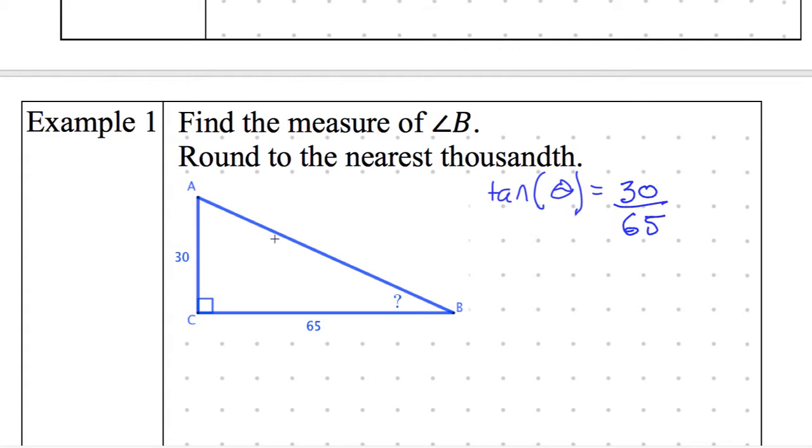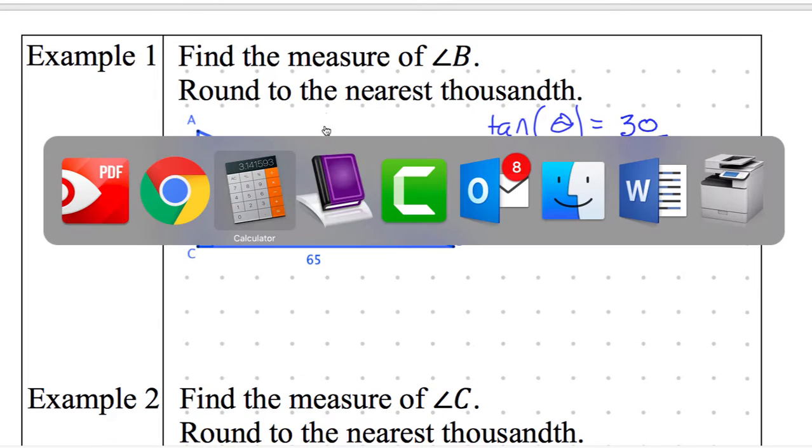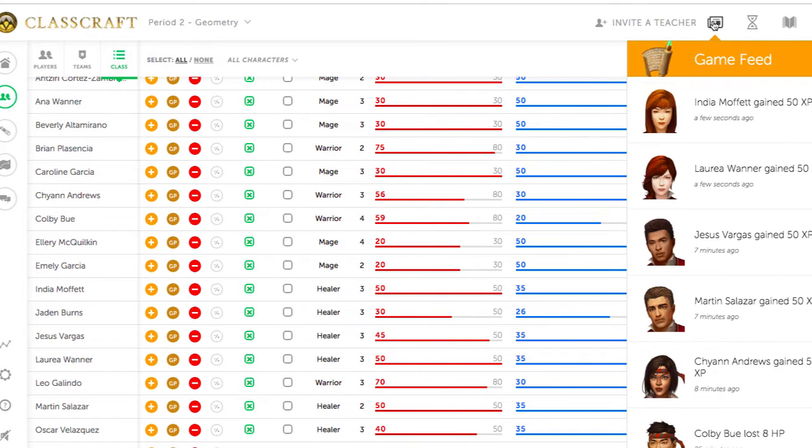Also, I forgot to give Martine and Emily marbles. Okay, now we're all caught up on marbles. And let me see if I caught up on here. Good, India's all caught up.